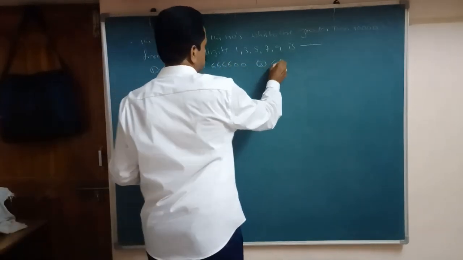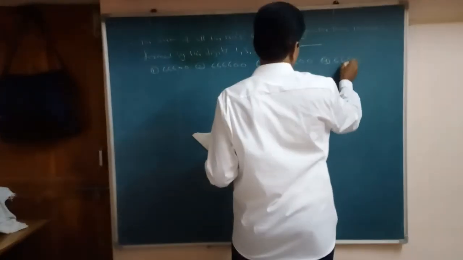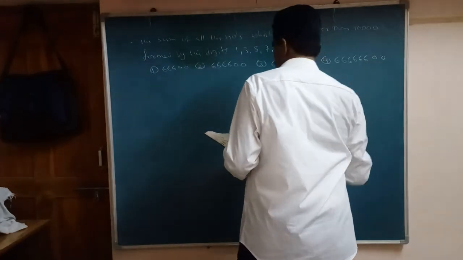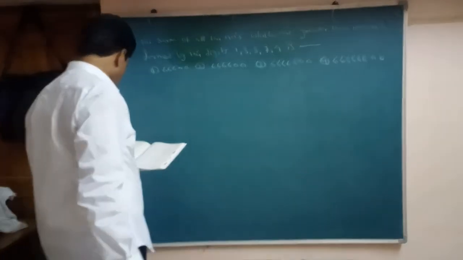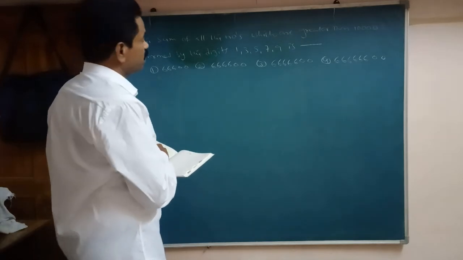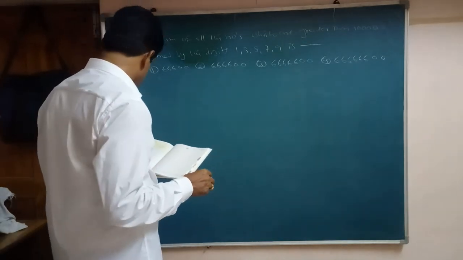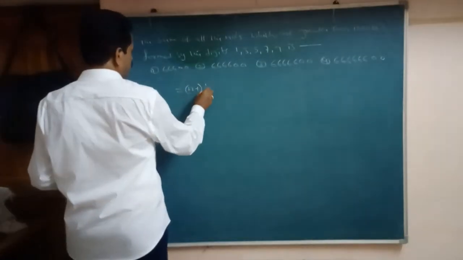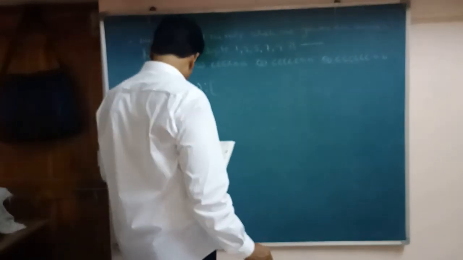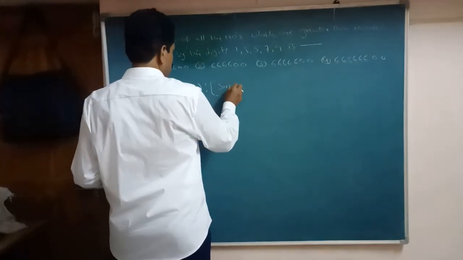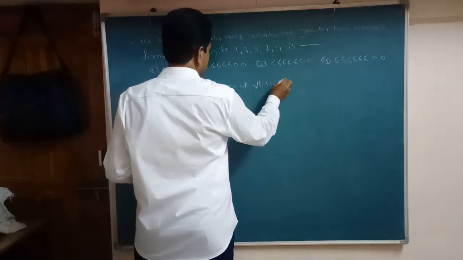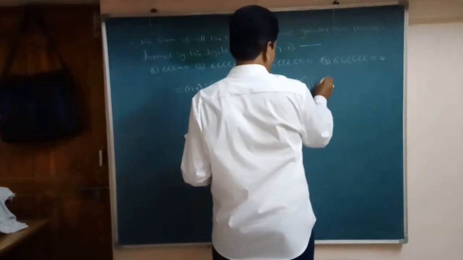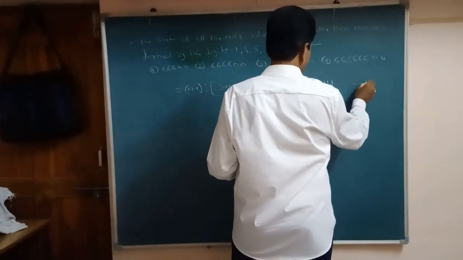Third one, 5 6s, 3 3 4 5. Next, 666. Same as before. Now we discuss the formula: sum of numbers greater than 10,000 using the digits. The formula is (n minus 1) factorial into the sum of all the digits into 1 1 1 1 and so on, n times.